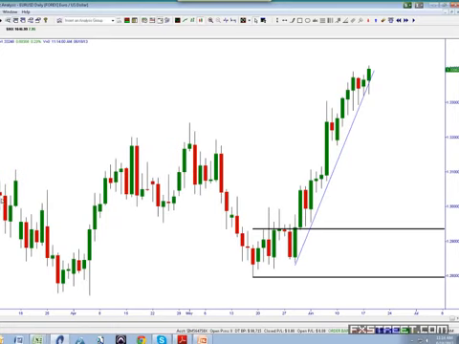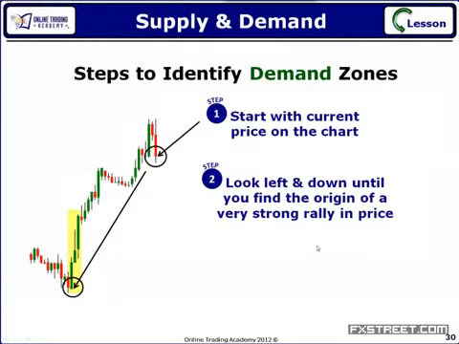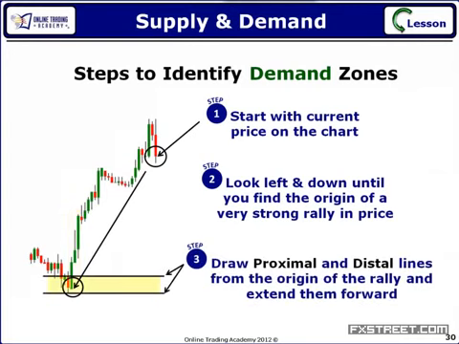But the second thing I need to do is make sure it's fresh. And before I get there, talking about fresh, I also want to talk about the line placement for our demand zones or supply zones. Once again, start at current price, look left and down for the origin of a move, and I don't just arbitrarily draw the lines wherever I want. I have to have rules. I have to do rule-based trading. The more rule-based my trading is, the less emotion is going to be involved when I'm putting my money on the line.